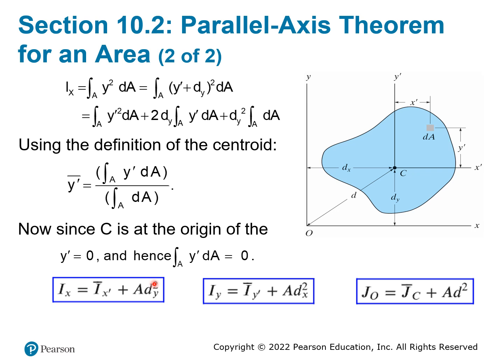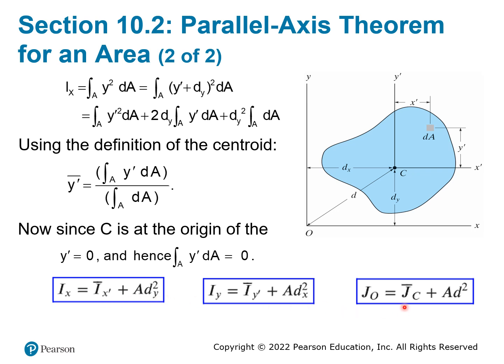What is the unit of the moment of inertia? It's length to the power of 4. So area is m squared, and this is going to be m squared as well. So this is m to the power of 4. Similarly, you have Iy equal to the moment of inertia with respect to the centroid of the y-axis plus A dx squared. Now, be careful. This is a y prime. This is a dx squared. This is the Ix. This is a dy squared.